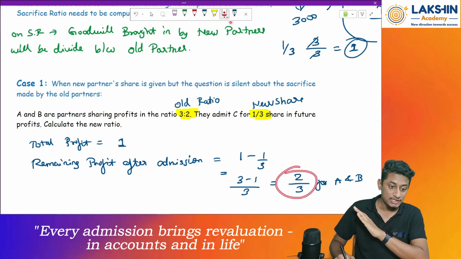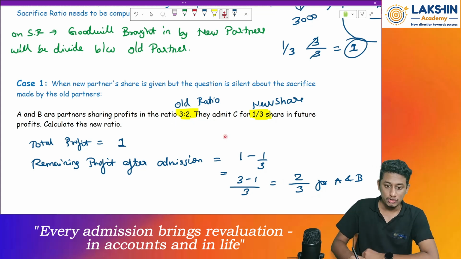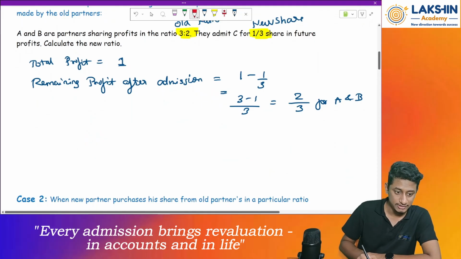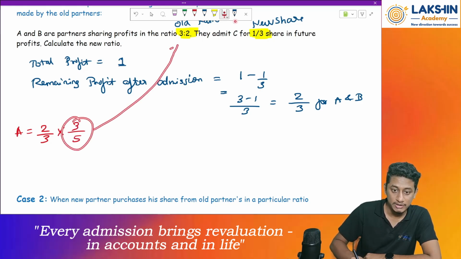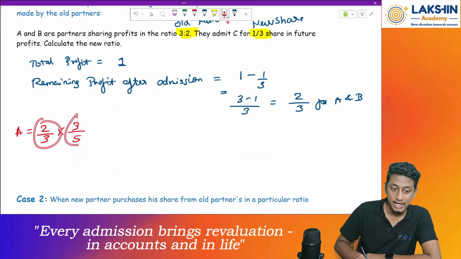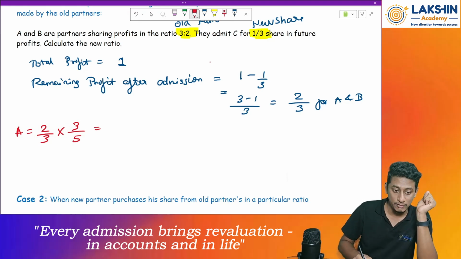Now, I need to divide this 2/3 between those two people. How to divide it? Since no other ratios are given to us, we will divide it in the same ratio, that is 3:2. To divide it, I will do this. For A, it is 2/3 into 3/5. Where did I get 3/5 from? 3:2 is equal to 3/5, and 2/3 is available from this part. So basically I am dividing this 2/3 in the 3:2 ratio. So the new share will be 6/15.